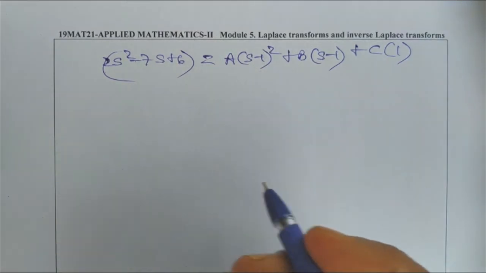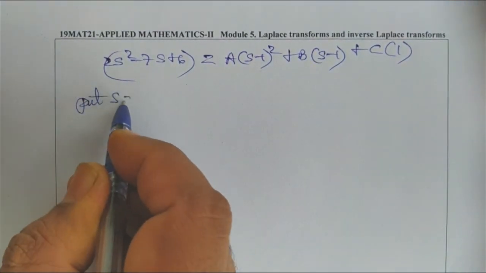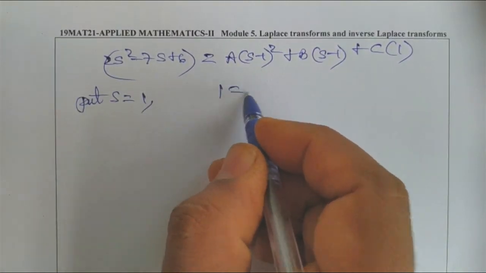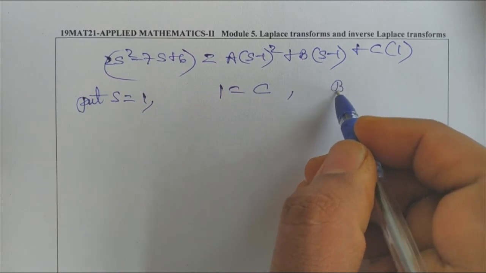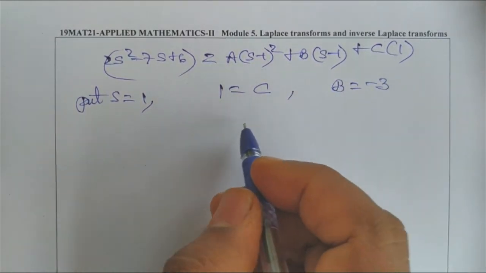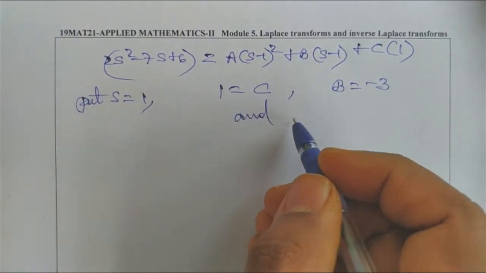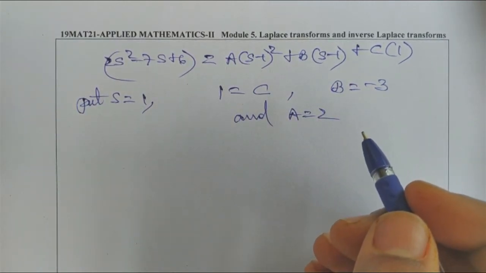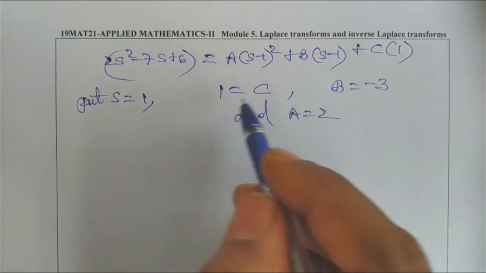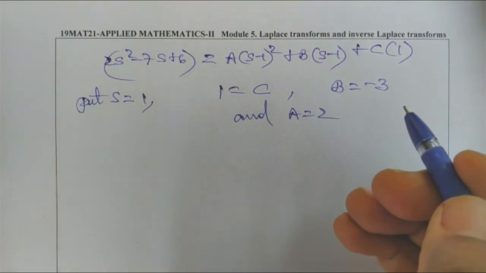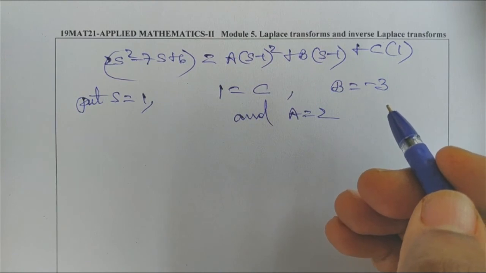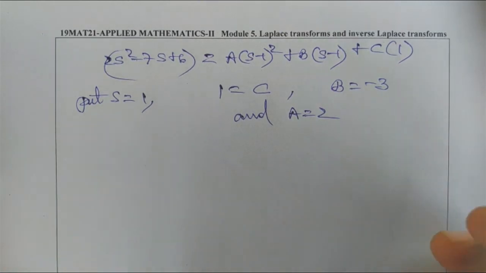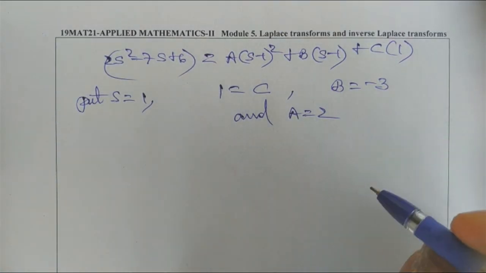So put s is equal to 1, then we get 1 is equal to c, so b is equal to minus 3 and a is equal to 2. So when we substitute, we get the c value is 1, and when we substitute other values other than this 1, we get b value minus 3 and a value 2. So using a calculator we can find out this.